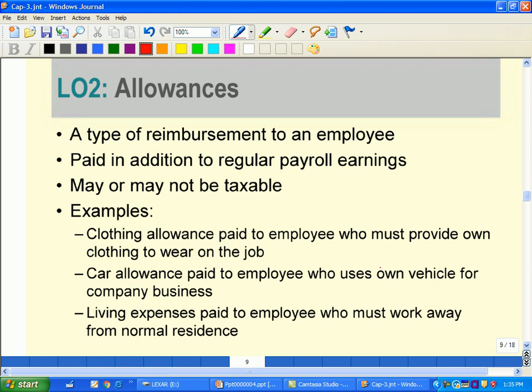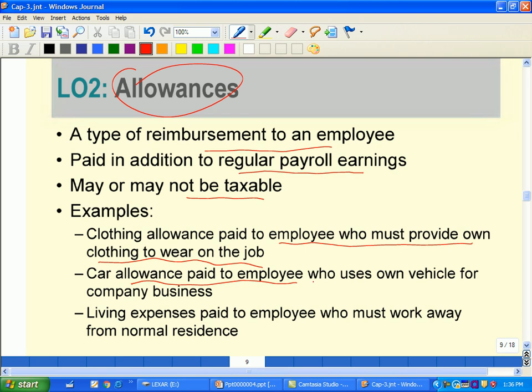All right. Now, in terms of allowances, a type of reimbursement to an employee, paid in addition to regular pay earnings, may or may not be taxable, depending upon the circumstances. So, clothing allowance is paid to an employee who must provide their own clothing to wear on the job. The clothing allowance is given to the employee for that, because they have to buy clothes which must be used in the company while they are on the premises working. Okay. Car allowance is again paid to an employee who uses his own vehicle for company business.